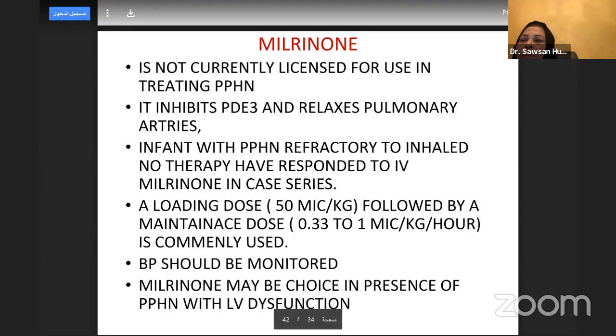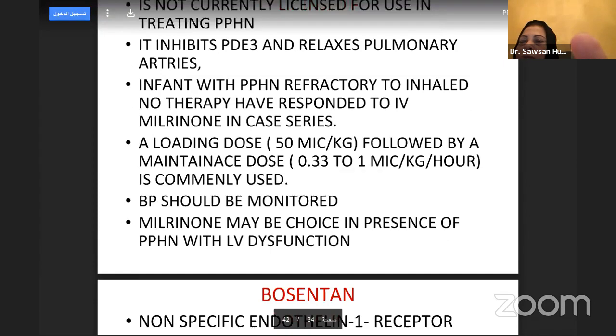What is the dose for milrinone? It's a loading dose of 50 mcg per kg, followed by a maintenance dose of 0.33 to 1 mcg per kg per hour. And this is the dose which is used. Blood pressure should also be monitored because it can cause hypotension. It may be the treatment of choice in the presence of liver dysfunction.